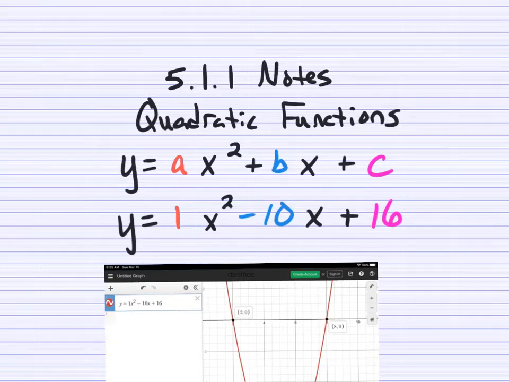All right, today we're going to learn about quadratic functions, and I have the formula for quadratic functions right here. The thing that we need to learn about the quadratic formula is the a value is always the number in front of the x squared. In my example down here, I have the a value as 1. The b value is the number in front of x, and ours is negative 10, and the c value is always the number that's by itself, 16.